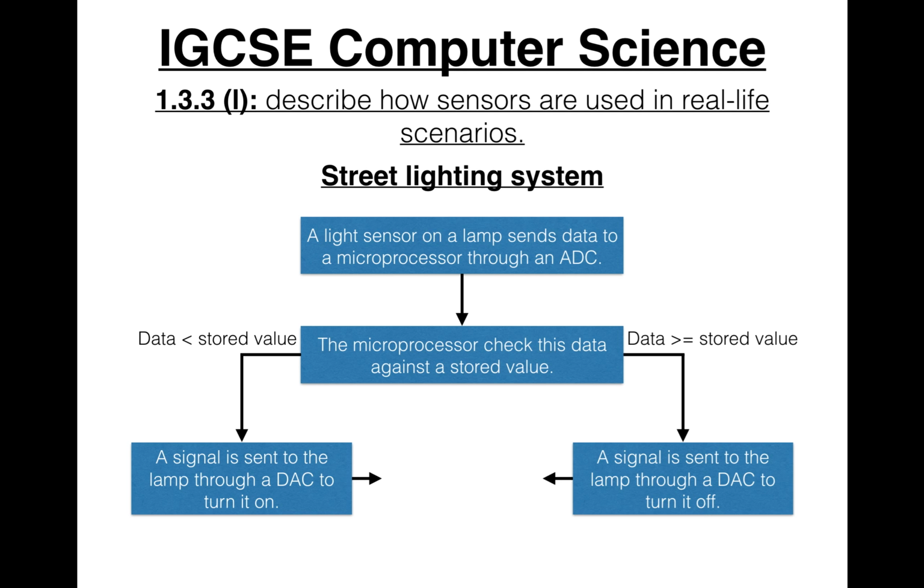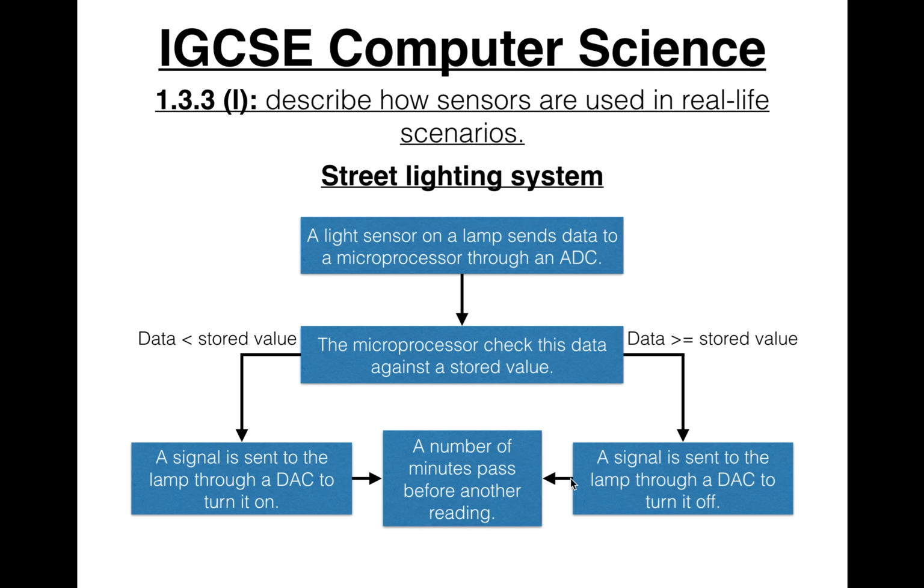Now, there's one question in the 2015 paper which said, describe how the system will deal with brief changes in the light, so like heavy cloud cover that is really brief, or like rain or whatever. Well, this is what you could say: a number of minutes pass before another reading. So you could say 30 minutes pass, 10 minutes pass.